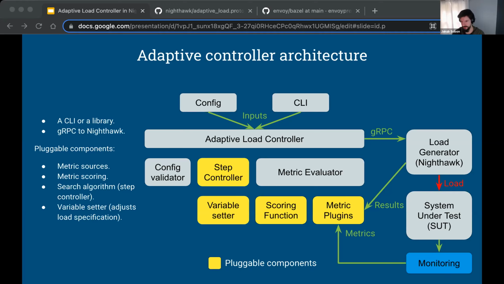This is the complete architecture. So I'm going to stop here again for a second before we start talking about plugins and configuration. Any questions on this diagram? Go ahead, Lee.